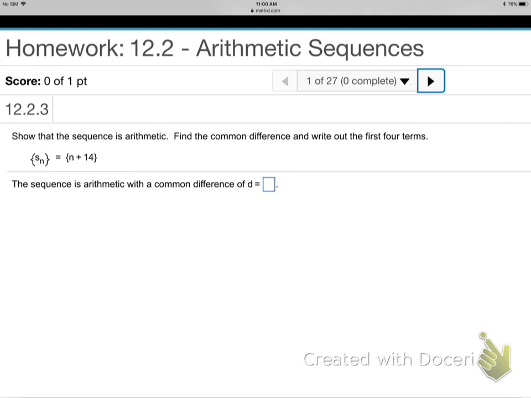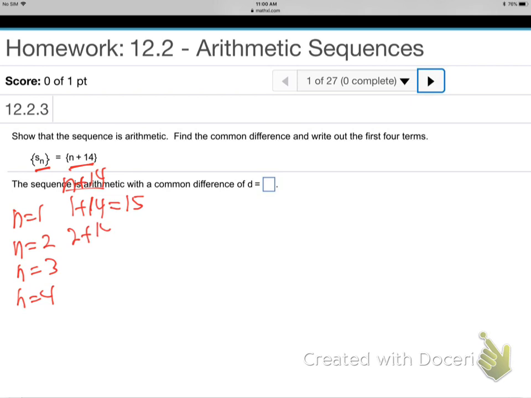So here we have a formula. N plus 14. The sequence is arithmetic with common difference D equals. They're asking me. So what are they talking about? Well, basically, these curly brackets, that's a formula, N plus 14, meaning let's put in N equals 1, N equals 2, N equals 3, N equals 4, and we'll just plug them into the formula N plus 14, and we'll crank out the numbers that they're talking about. So if I plug in 1, I get 1 plus 14, 15. If I plug in 2, I get 2 plus 14, 16. If I plug in 3 plus 14, 17. Plug in 4 plus 14, 18.